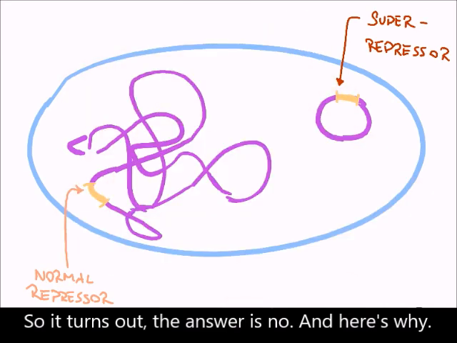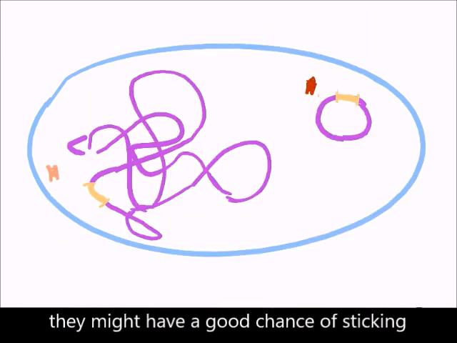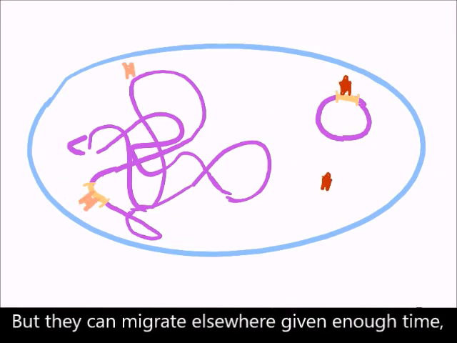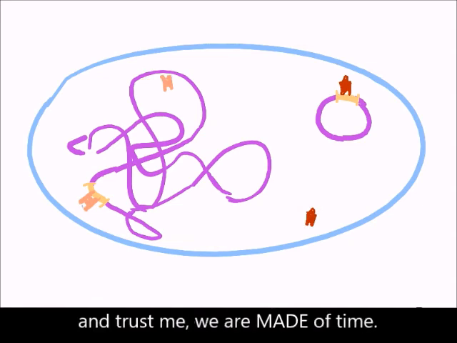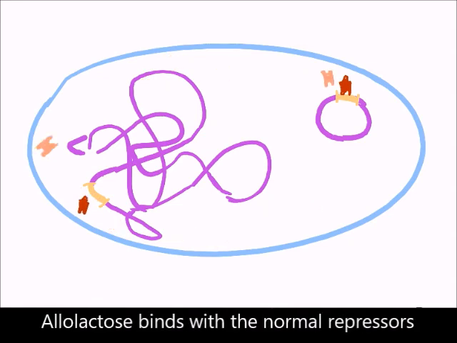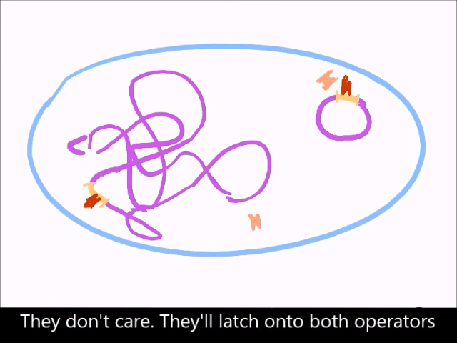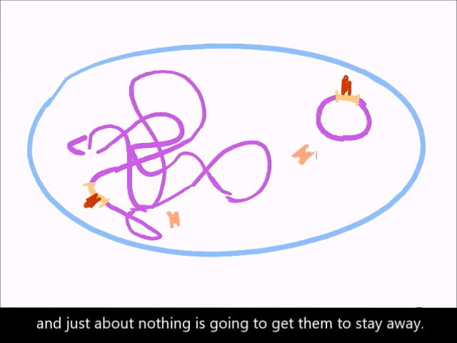And here's why. When these repressors are made, they might have a good chance of sticking onto their own operons at first, but they can migrate elsewhere given enough time, and trust me, we are made of time. Allolactose binds with the normal repressors and deactivates them. But these super repressors, they don't care. They'll latch onto both operators, and just about nothing is going to get them to stay away.